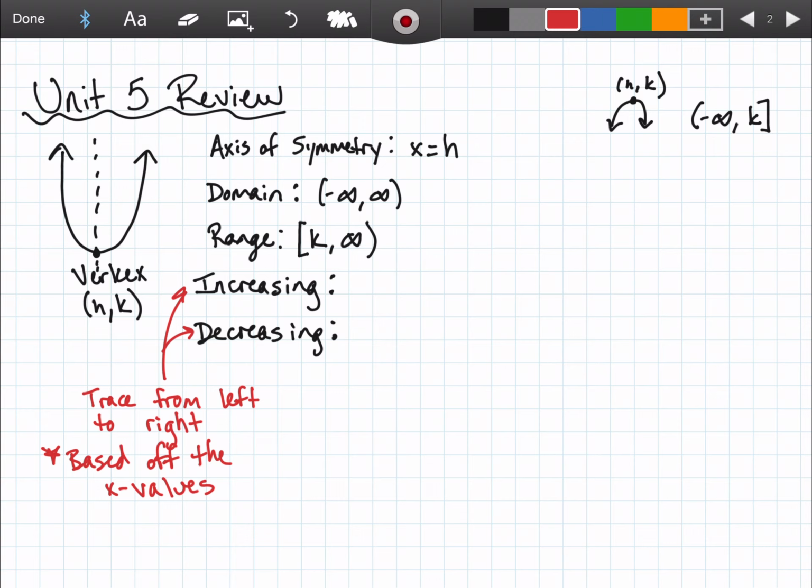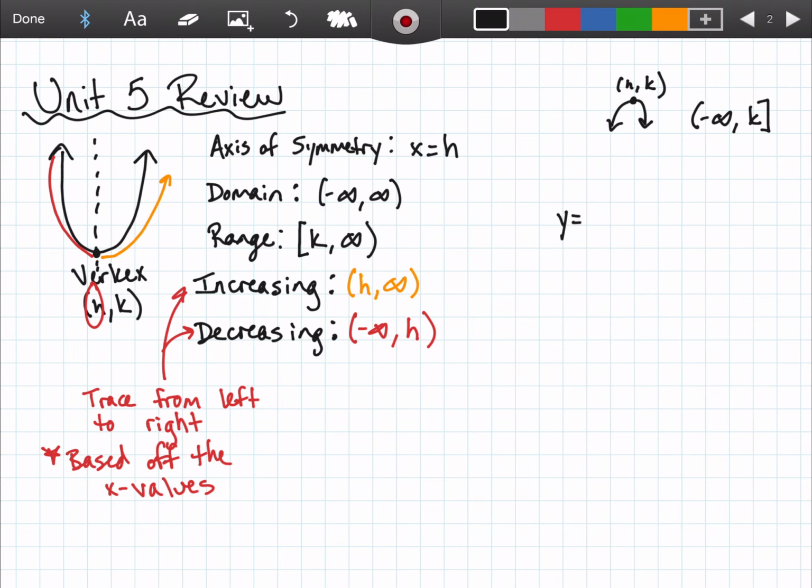If I was to trace this one, from left to right, I see that I'm going down until I hit h, which means that going down is decreasing. So from negative infinity until h, I'd be decreasing. And then on the other side, I start at h, and then it goes up. So increasing is until infinity. If it was downward, those two would be switched.